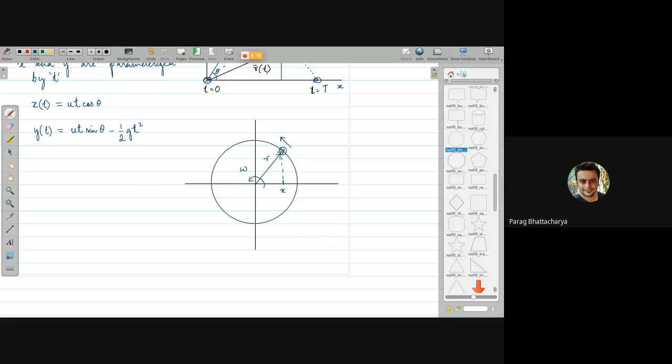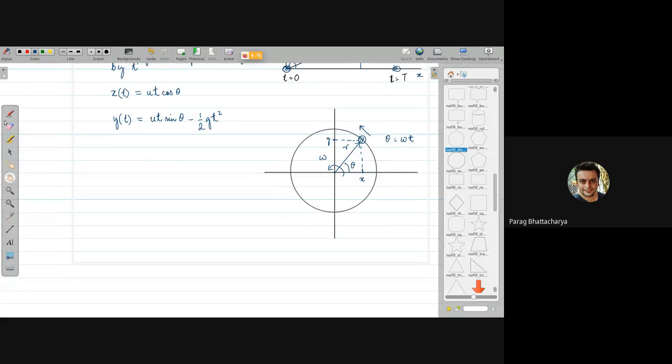There's going to be an x component here, and a y component here, right? And this angle theta that we have, this theta will be equal to omega into t. This we immediately know. Okay, so now we can write down that x of t, x is a function of time. What is it equal to?